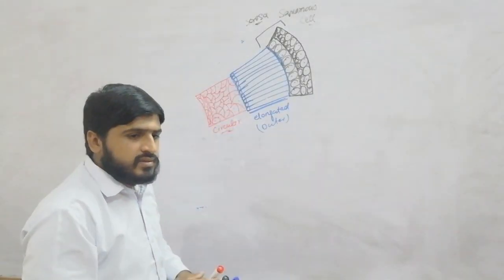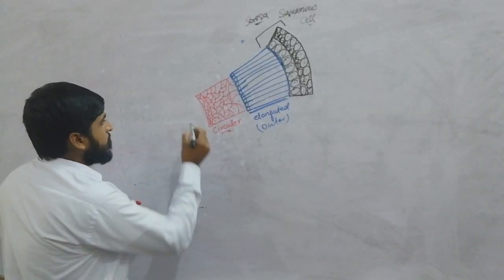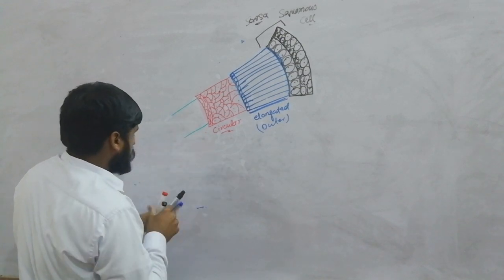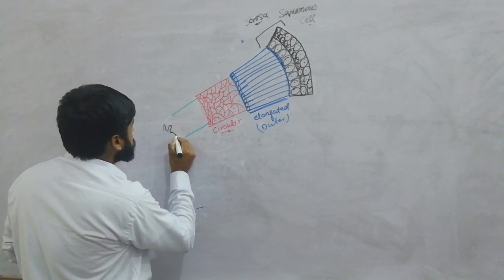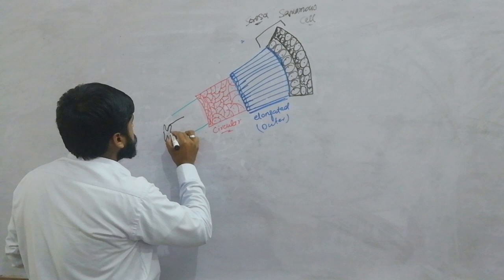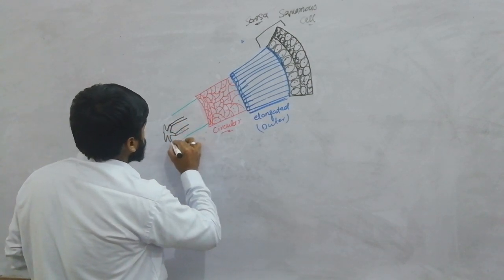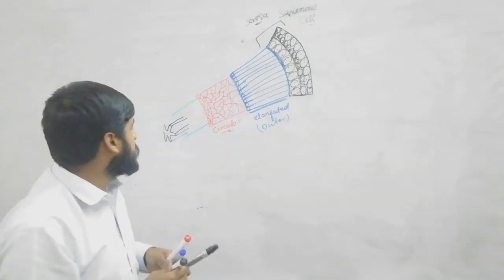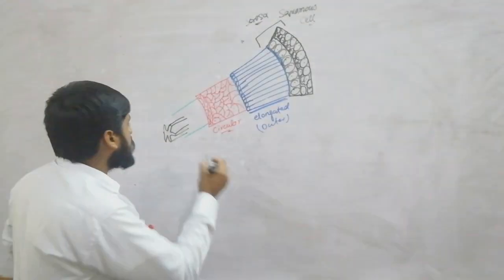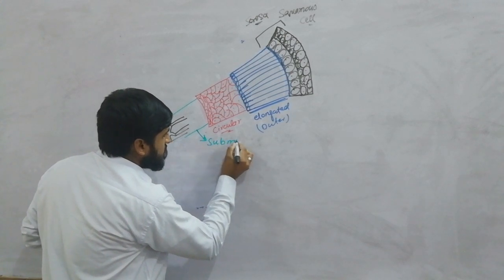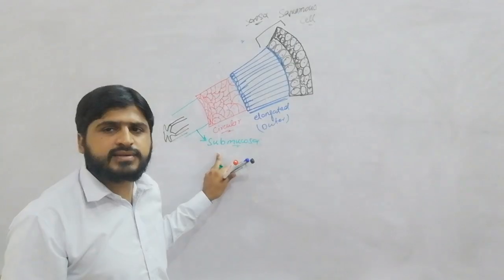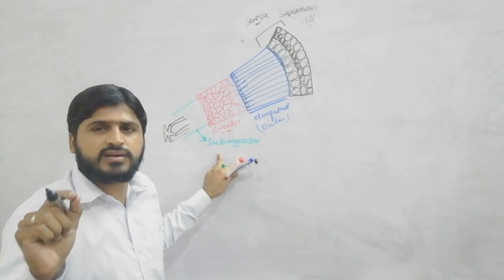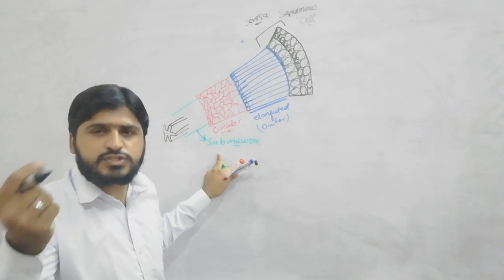And then next, there is a submucosa. And at the end, this is the mucosa. The mucosa covers the submucosa. This is the submucosa. The submucosa contains the blood supply, lymphatics, and the nerve supply.